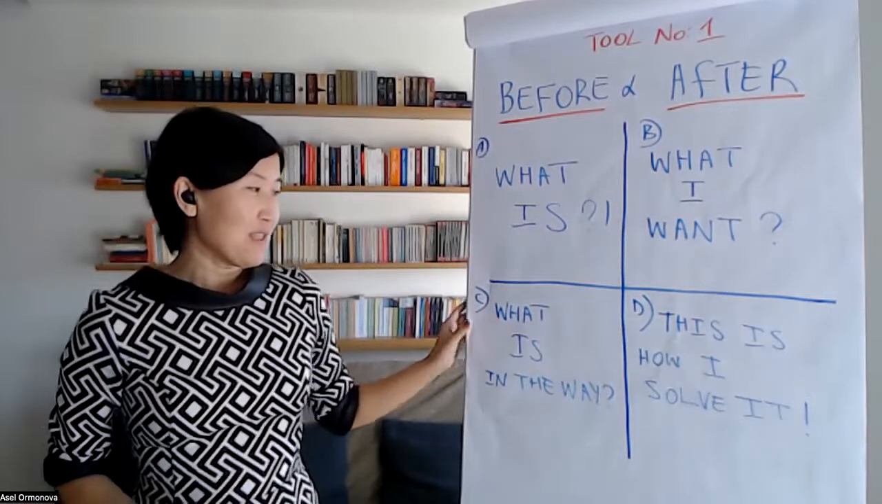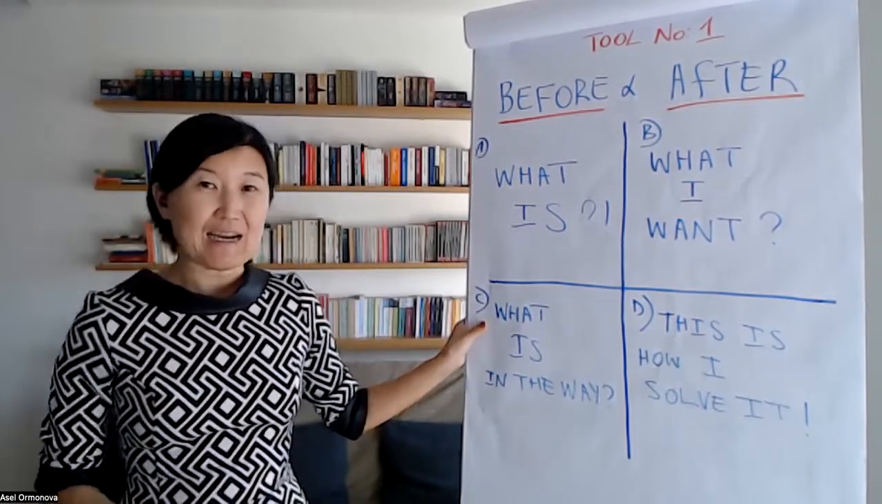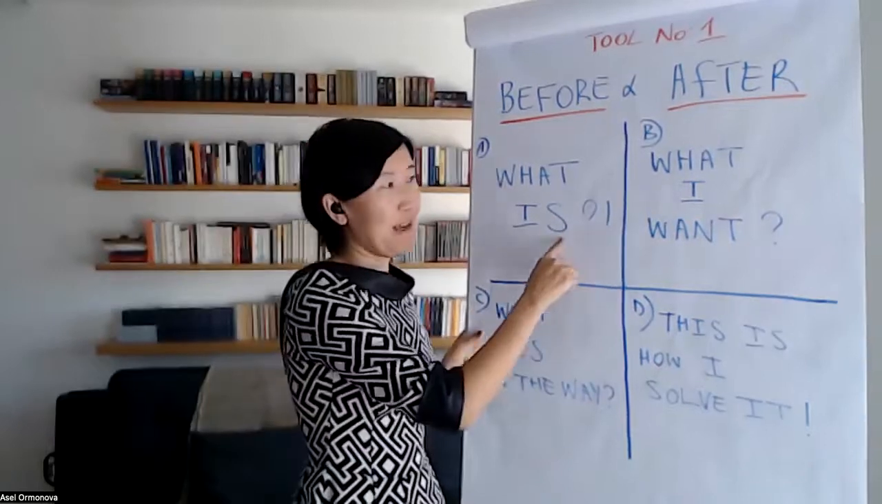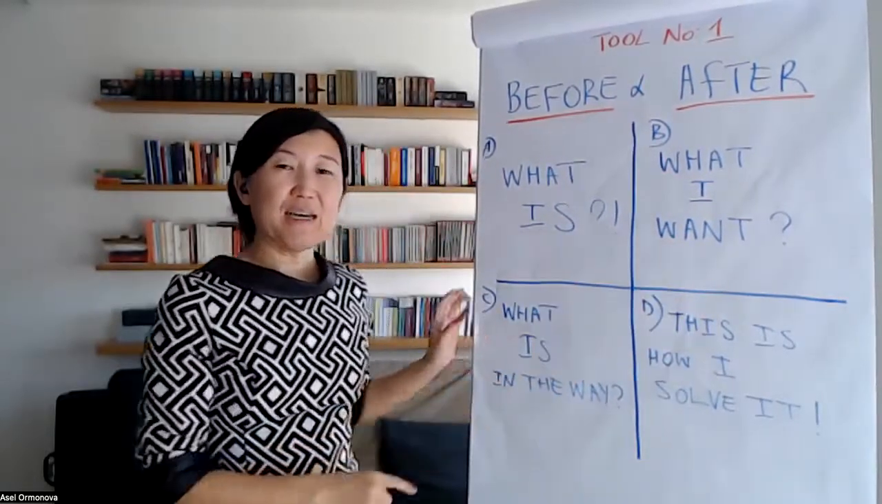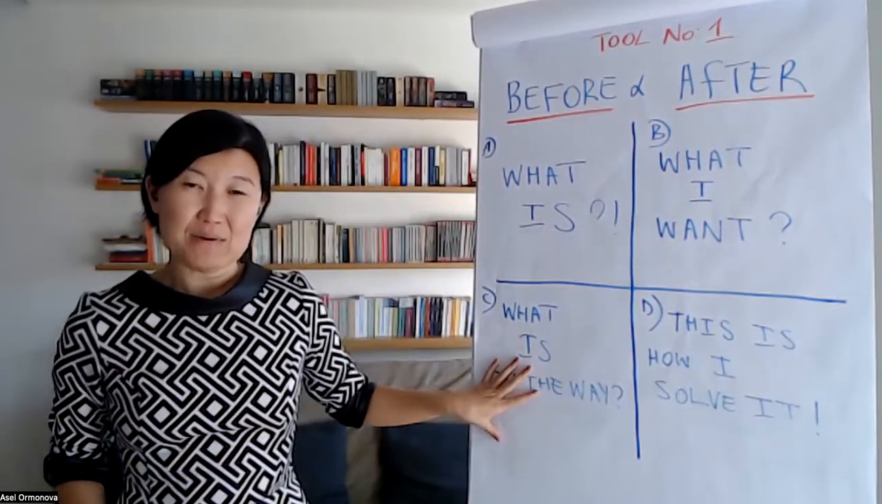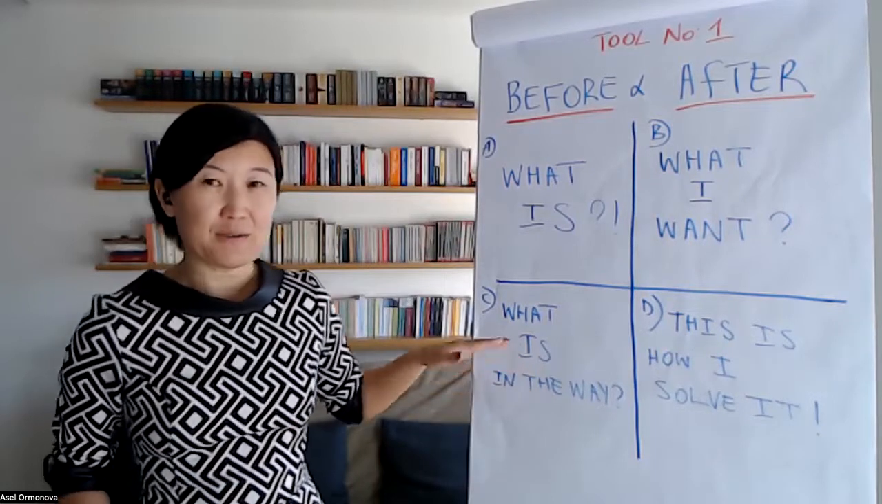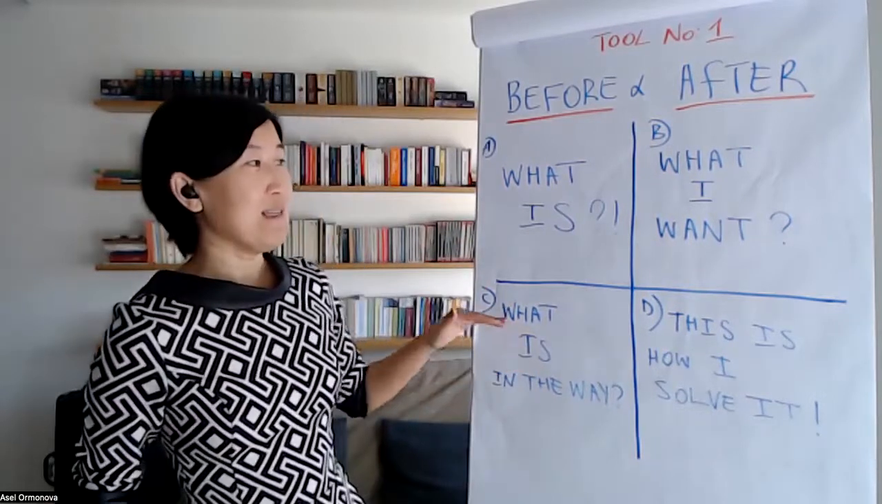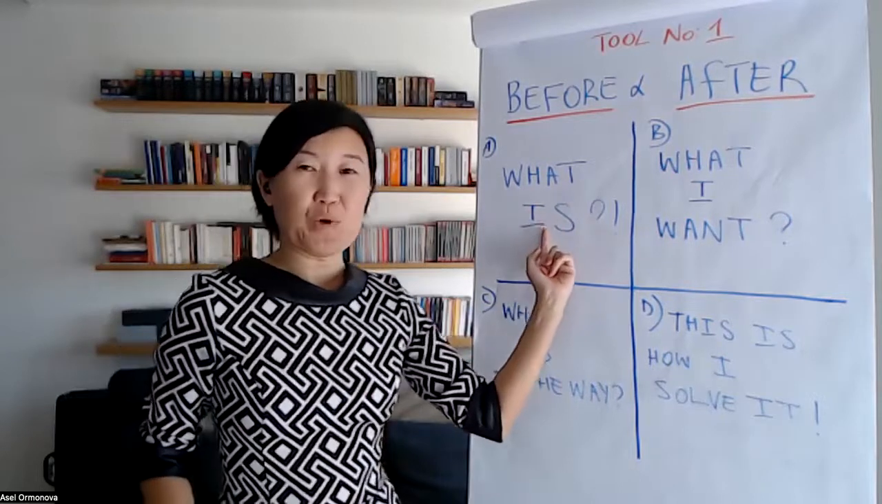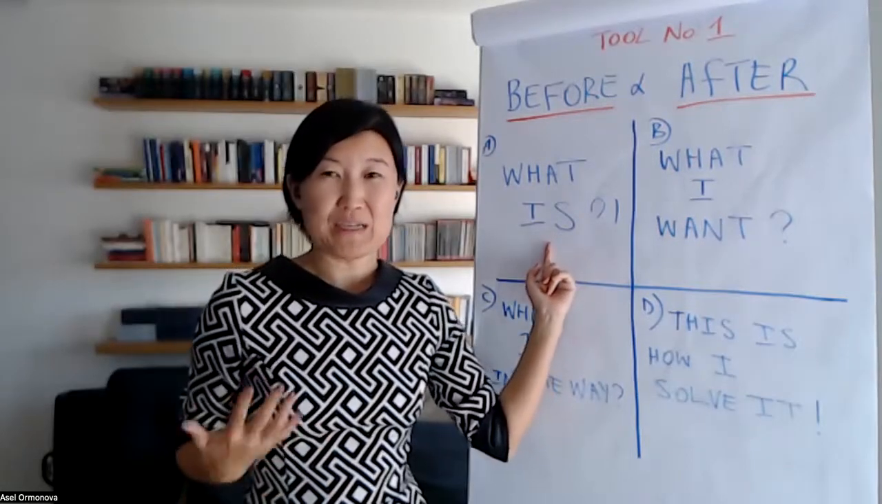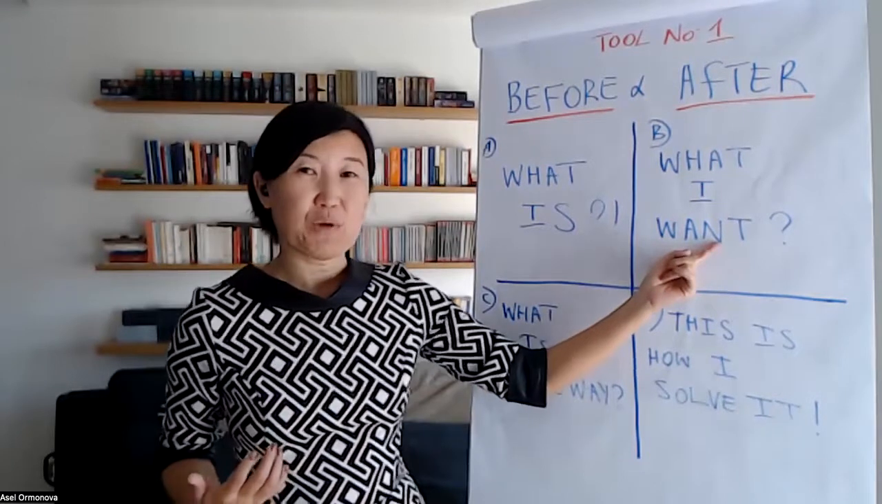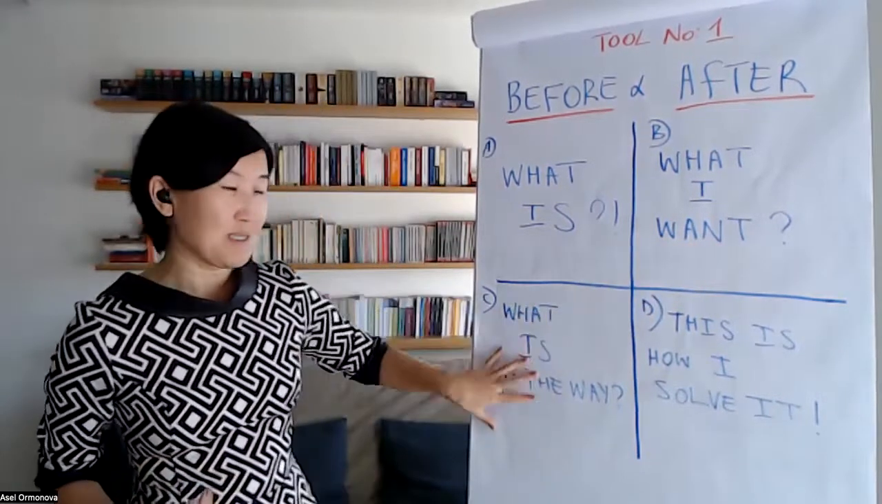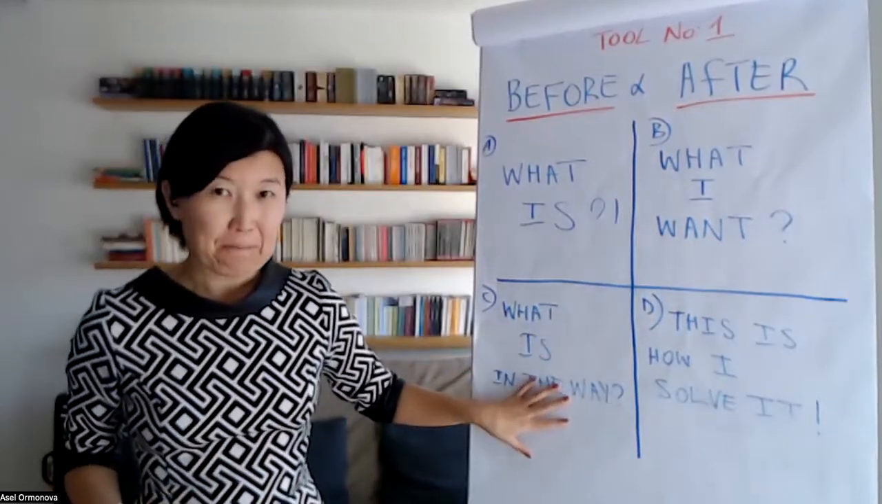Now, then we go to the C, which is actually the bridge between the A and the B, meaning: what is it that is actually standing in the way? What is the obstacle, the problem that is not allowing us to go from where we are here to where we want to go? So what is it that's stopping us, basically?